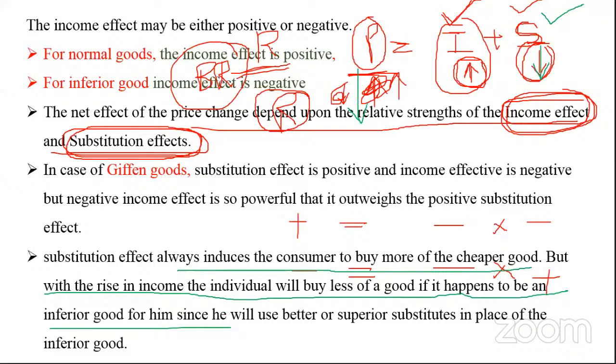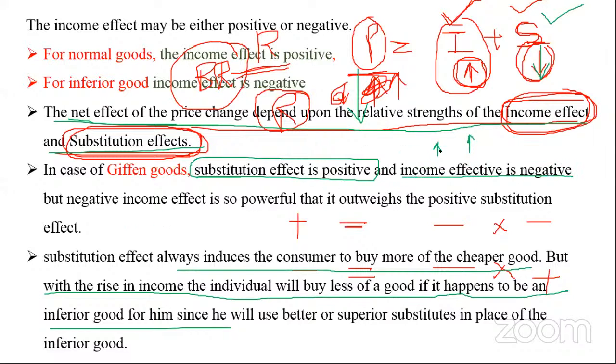Here is the net effect of the price change. The net effect of the price change depends upon the relative strength of the income effect and the substitution effect. In case of the given goods, the substitution effect is positive. Why? Because the price of the given good increases, so the substitution also increases. The income effect is negative: when income increases, the purchase of the given good decreases.